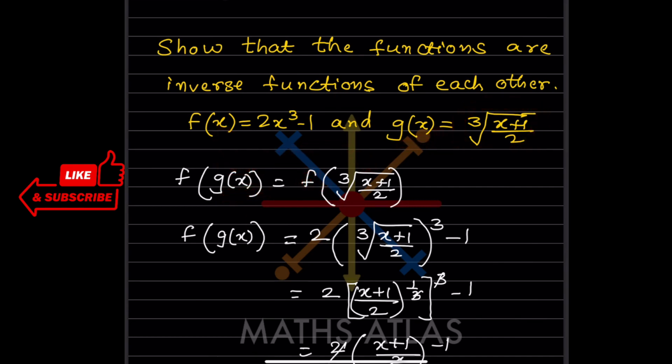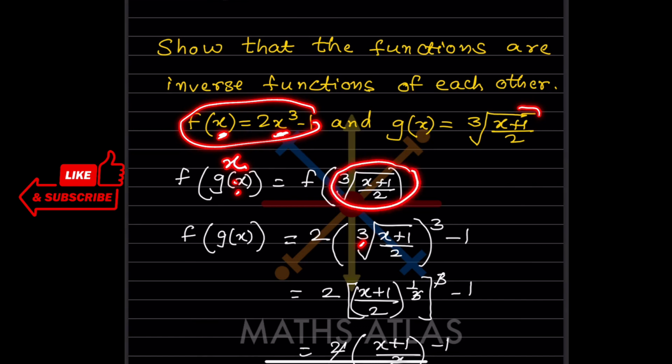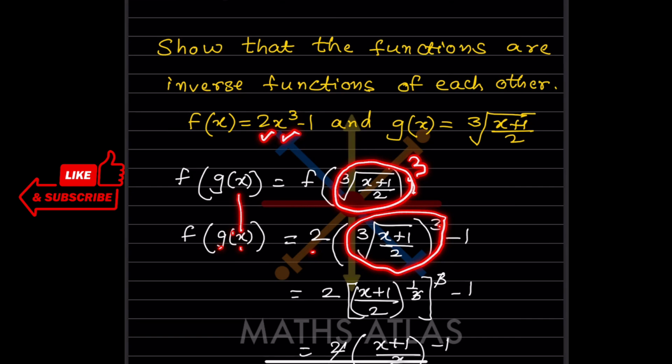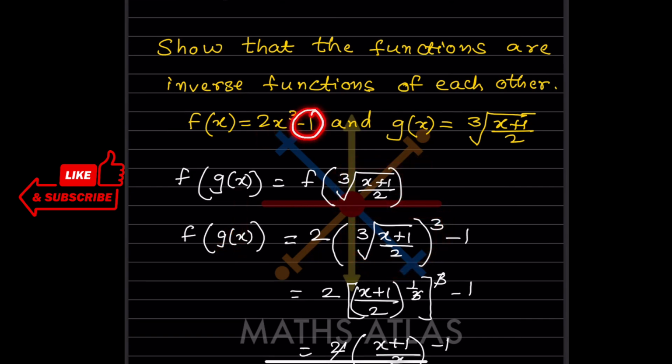So what will f of g of x mean? In this equation, we are going to replace this x by g of x. Wherever you see x, you are going to replace it by this value, because this is f of x. So f of g of x is 2, and in place of this x cubed, we are going to write the cube root of this value, and of course the minus 1 stays as minus 1. So this part is clear to you.